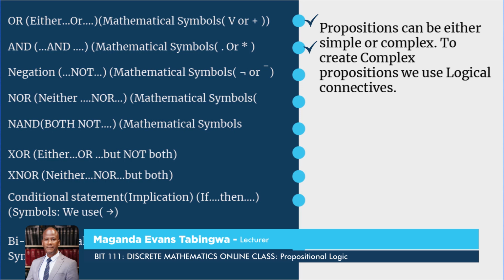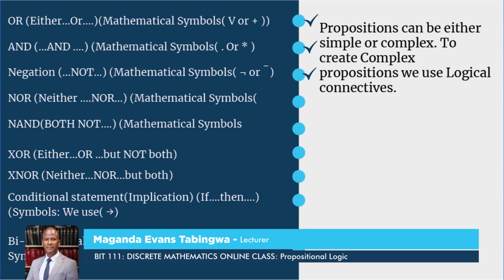We also have what we call the AND, which stands for where you say it's statement A and statement B. The mathematical symbol used for AND is either a dot sign, or an asterisk, or a multiplication sign, okay? Then we have the third simple logical connective, which is a negation or a NOT. And the mathematical symbol is a hyphen at the top of a particular letter, or you will use what we call the negation sign.